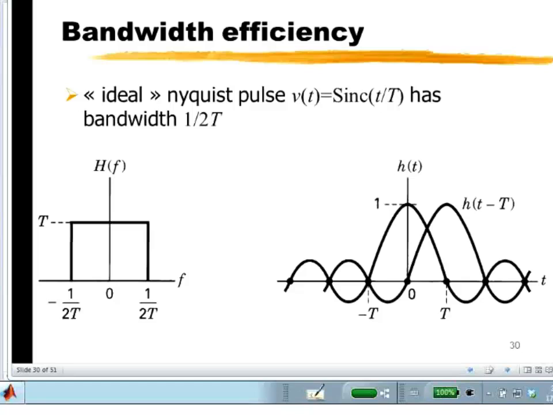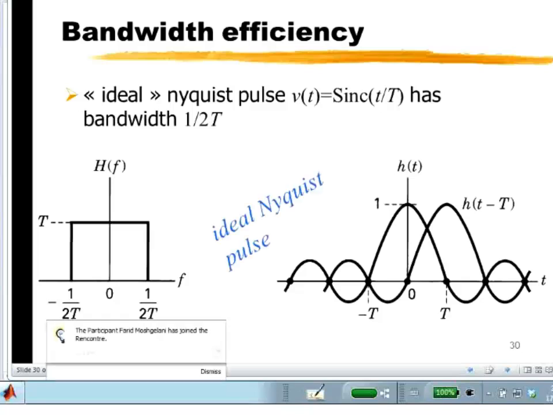And if we look in the frequency domain, it has a very, very small bandwidth. In fact, it's called ideal because among all of the Nyquist pulses, it has the smallest bandwidth. It is the most spectrally efficient of all Nyquist pulses. So it has some other bad qualities, but one good quality it has is that it's very spectrally efficient, and that's why it has gained the name of the ideal Nyquist pulse.